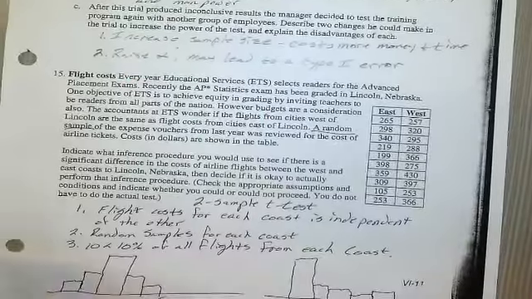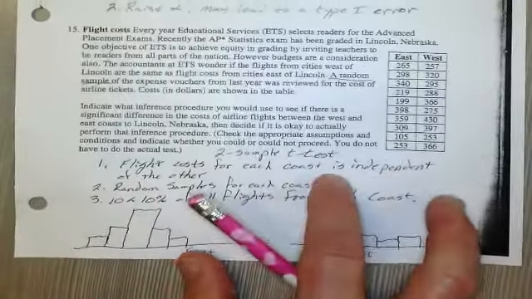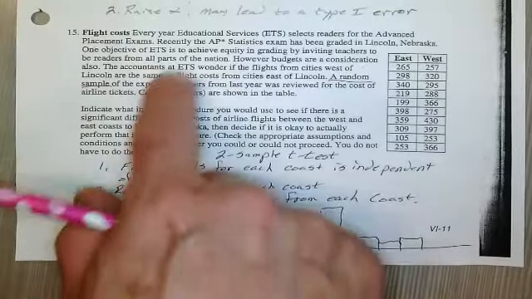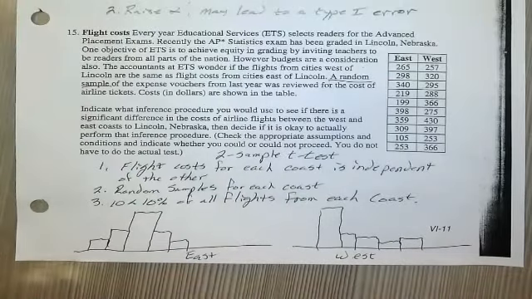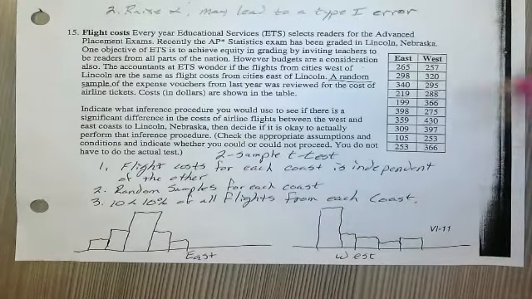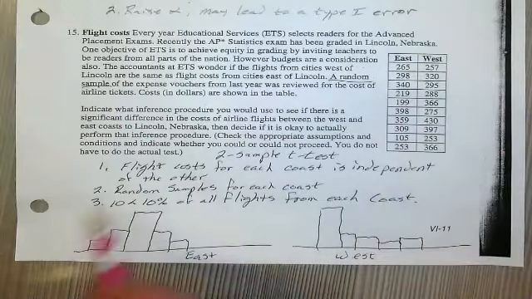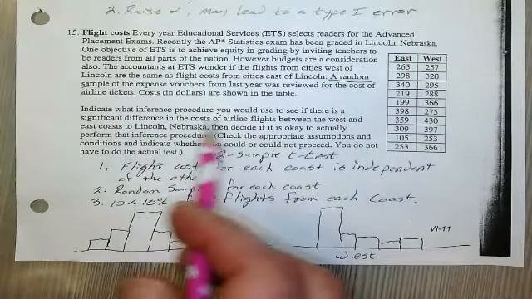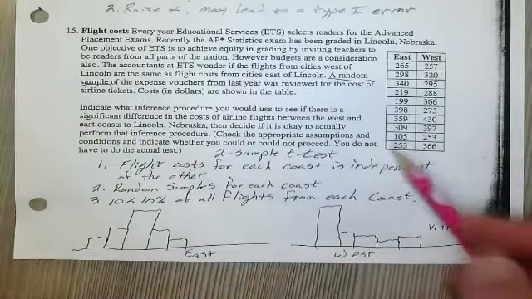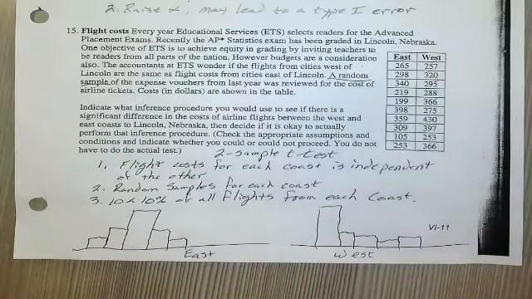Okay, down here on the flights at the bottom of the page, they fly people in from all over the nation for the AP exam to grade it, and they took 10 vouchers from the East Coast and the West Coast. They were random samples, and the cost in dollars is shown on the table. Indicate what inference procedure you would use. Well, it would be a 2-sample t-test because we have 2 different samples.